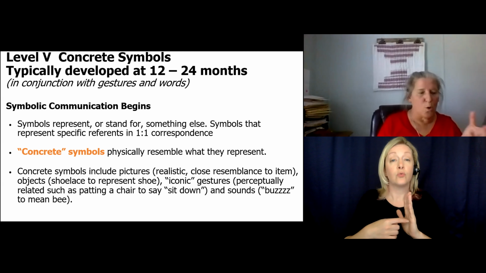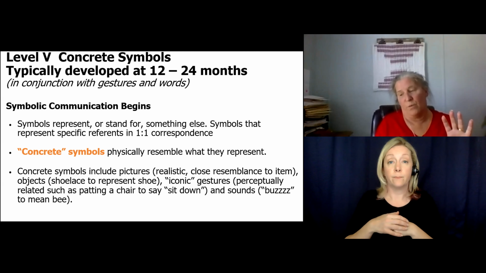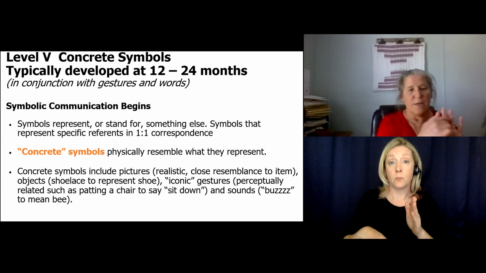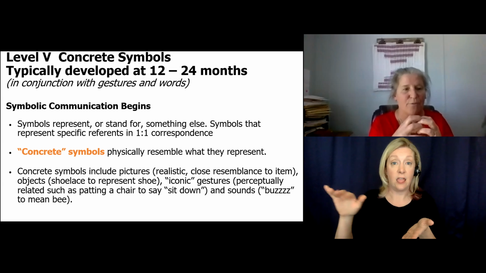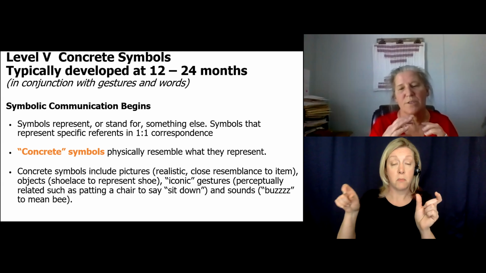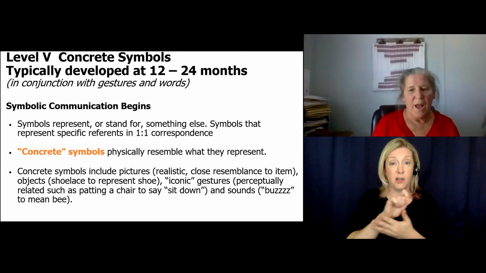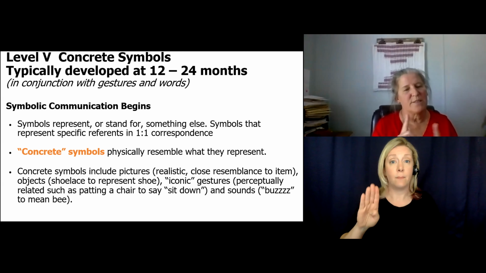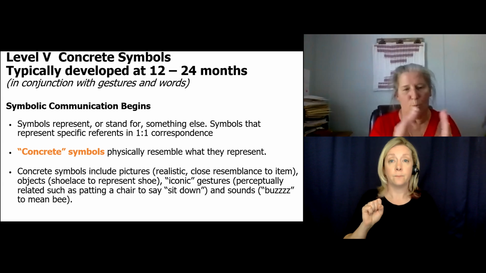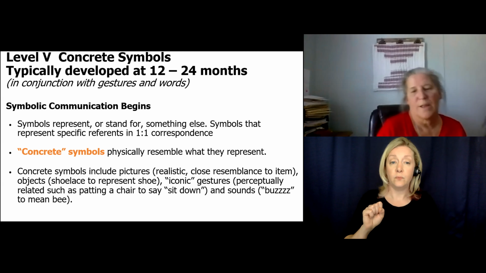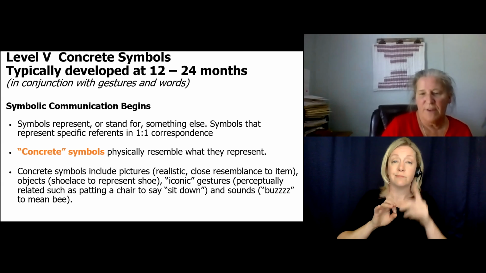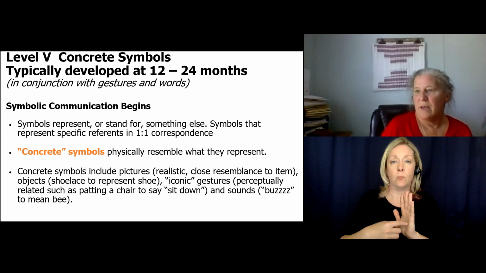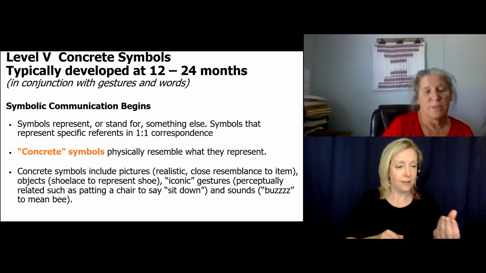So a symbol, if you think about the written word, all of those symbols of the alphabet form together to make the printed word. So they're all symbols, right? And there are symbols that represent a specific referent with one-on-one correlation. So these are concrete symbols, and they physically resemble what they represent.